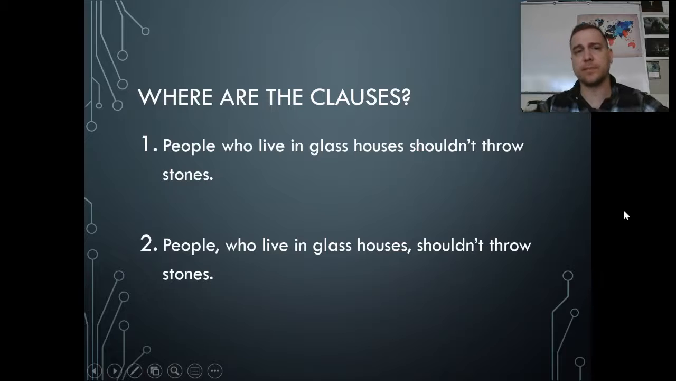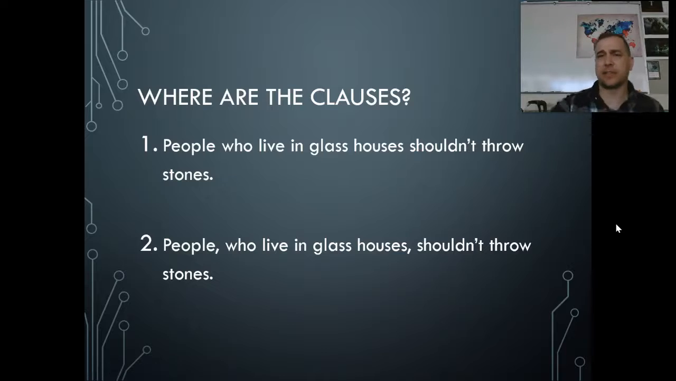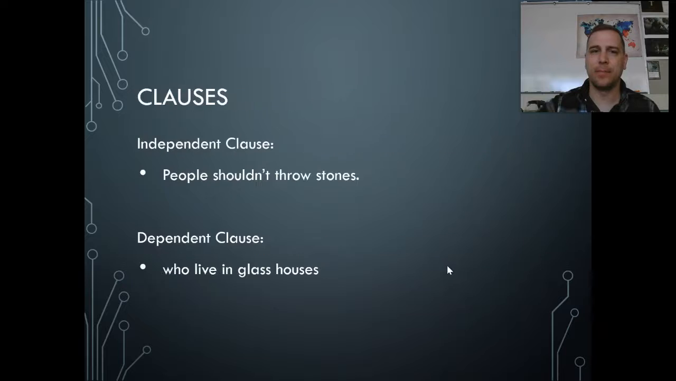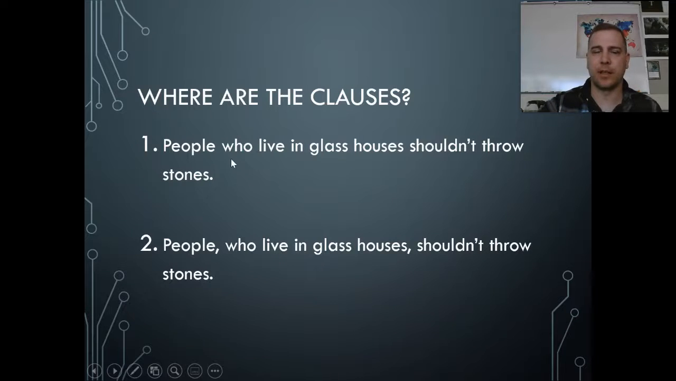And so if we look at this, let's ask ourselves, where are the clauses in this sentence? People who live in glass houses shouldn't throw stones. People who, by the way, live in glass houses shouldn't throw stones, right? Where are the independent and dependent clauses? It can sometimes be hard to find them in this sentence because the dependent clause is right in the middle of the independent clause. So people shouldn't throw stones is the independent clause. Who live in glass houses is the dependent clause. It's smack dab right in the middle of the independent clause.